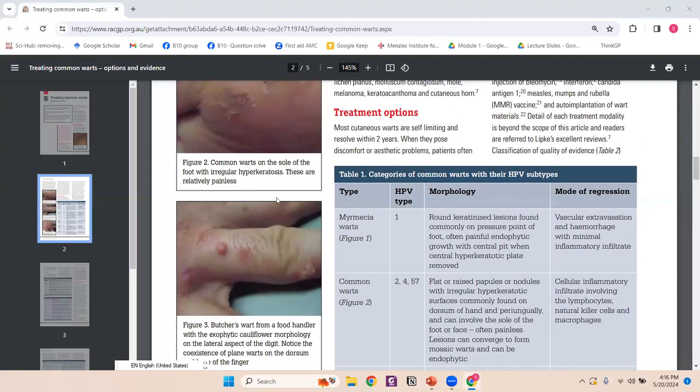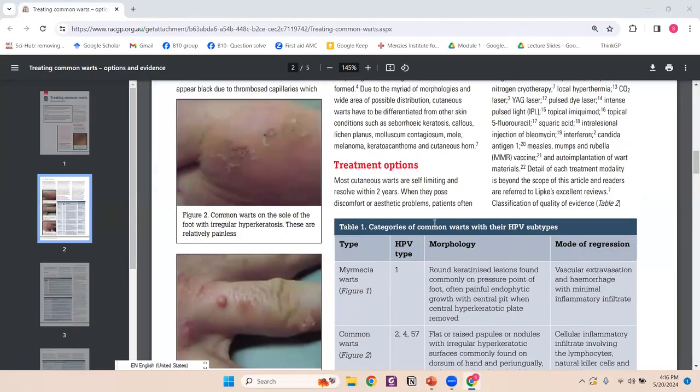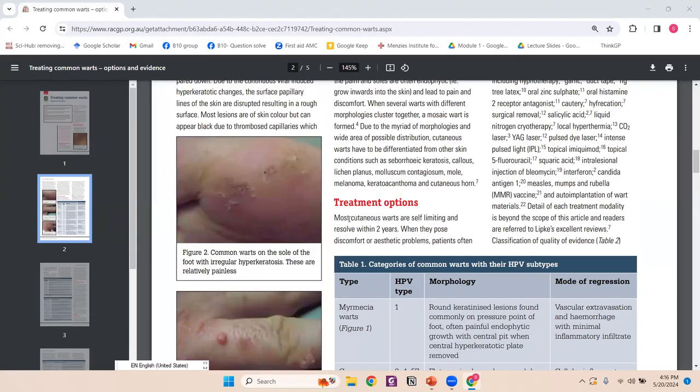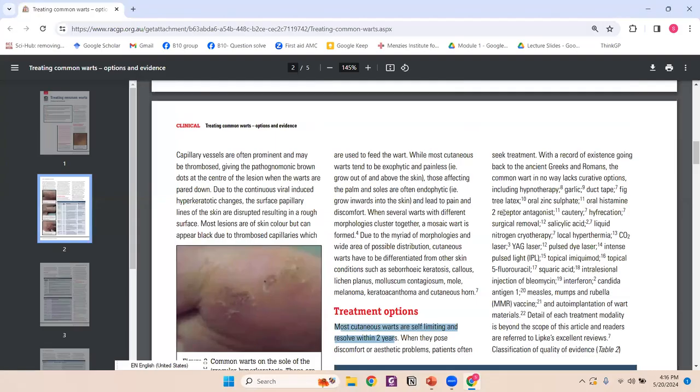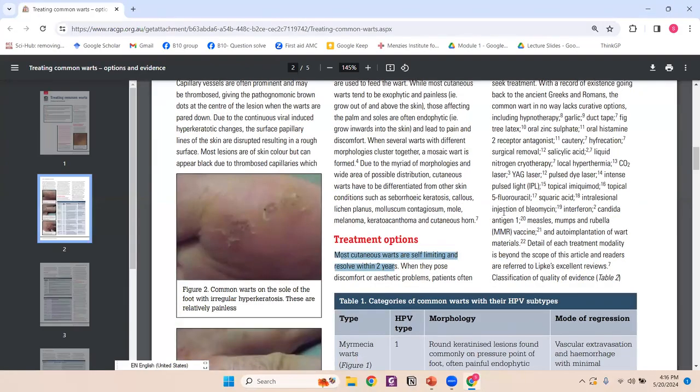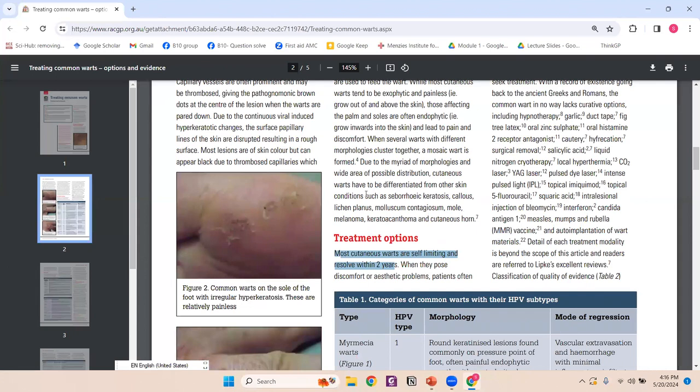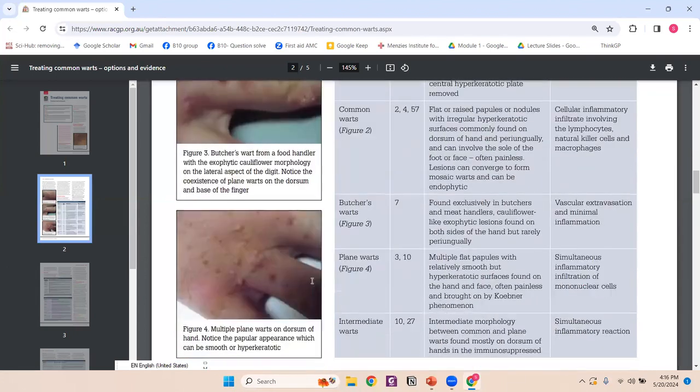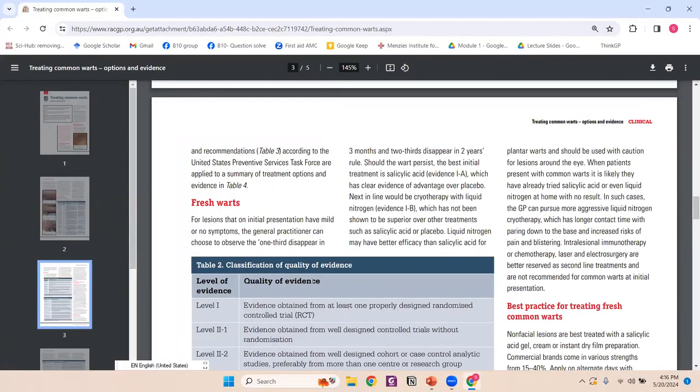Now different types and different etiologies are there for these warts. Most are self-limiting; they usually resolve within 2 years. But if the patient has any concerns, whether it is limiting his daily living activities, or aesthetic problems, or if he can't function with this wound in his foot, then you have to think of managing it aggressively or instantly.